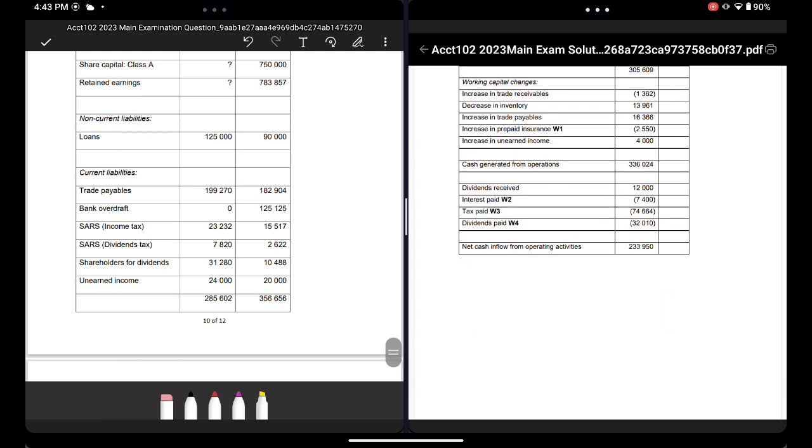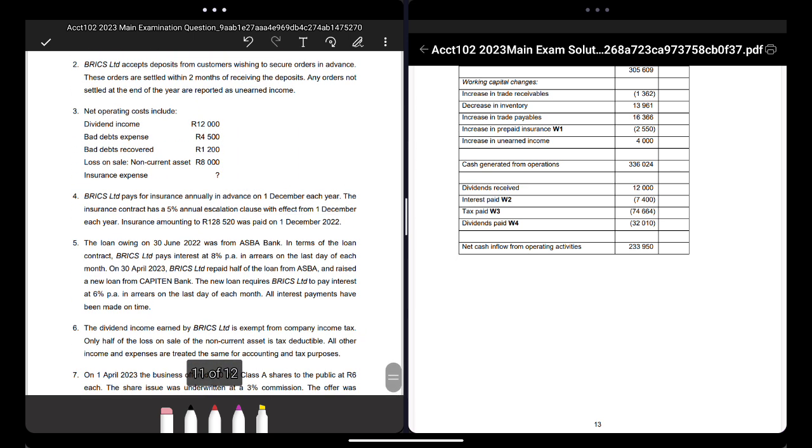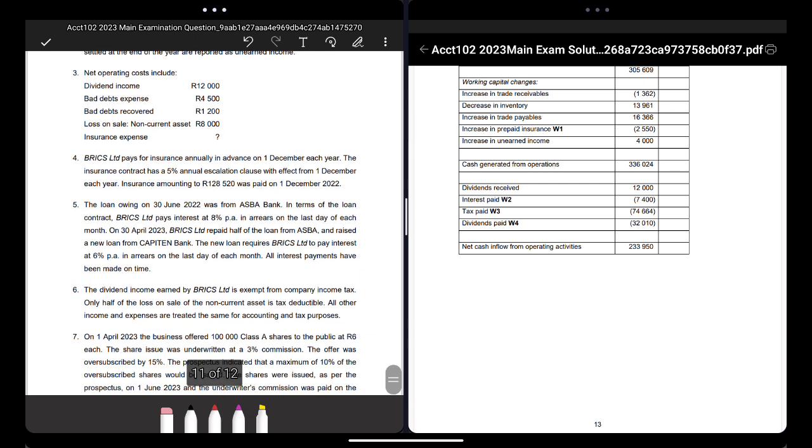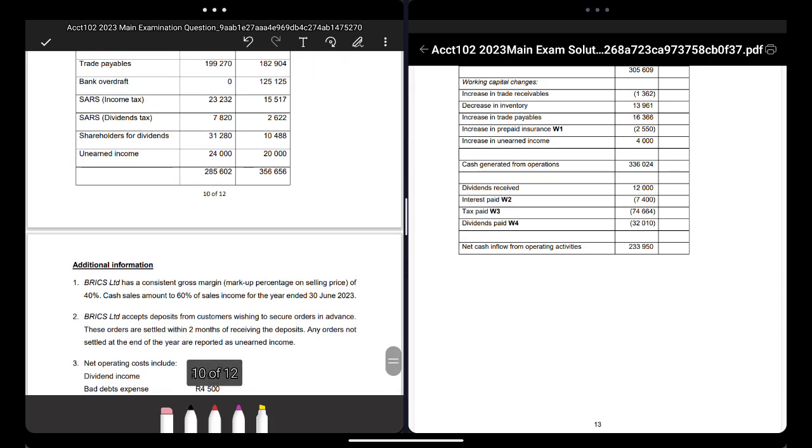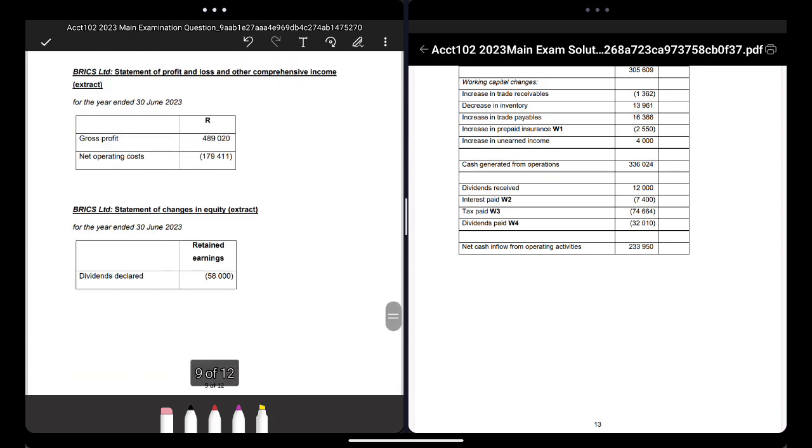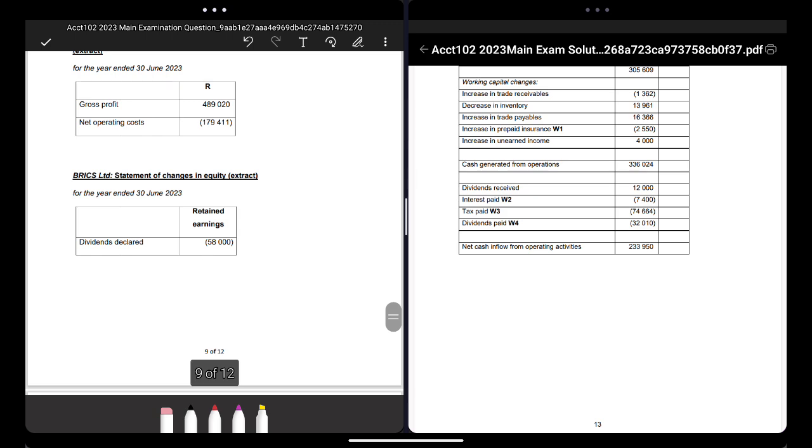Then after that, always, whether you're doing the direct method or indirect method, after cash generated from operations, you'll have your interest paid, dividend paid, and tax paid. You can say dividends received, dividends paid, interest paid, interest received, but tax will just be tax paid. Dividends received, they told us over here, 12,000, so you just put 12,000. Then dividends paid, how do you get dividends paid? Very easy. Get your dividends declared, 58,000, as you can see over here.